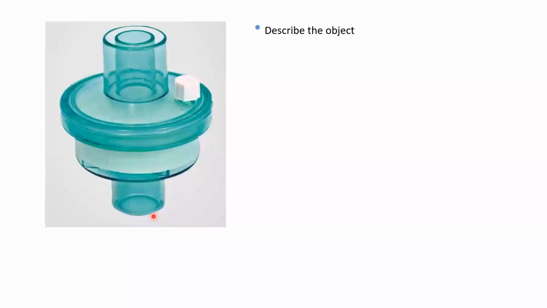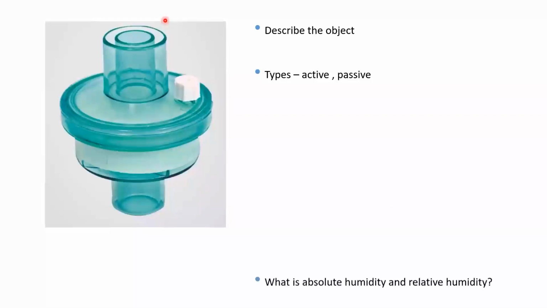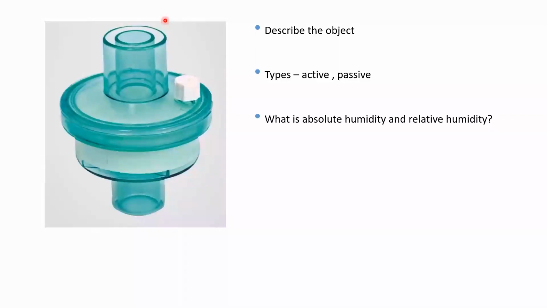It's a heat moisture exchanger, the HME filter. There are two types of humidification, as you know, active and passive. Which one does this come into? It's a passive way of humidification, used in an endotracheal tube or a tracheostomy tube. It uses the heat from the patient's own expired air, and it humidifies the air.